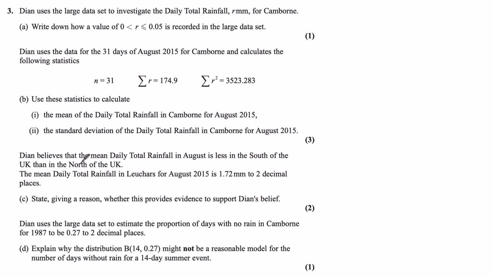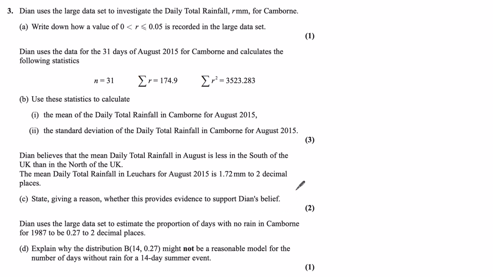Dean believes that the mean daily total rainfall in August is less in the south of the UK than in the north of the UK. The mean daily total rainfall in Leuchars for August 2015 is 1.72 millimeters to 2 decimal places. State, giving a reason, whether this provides evidence to support Dean's belief.